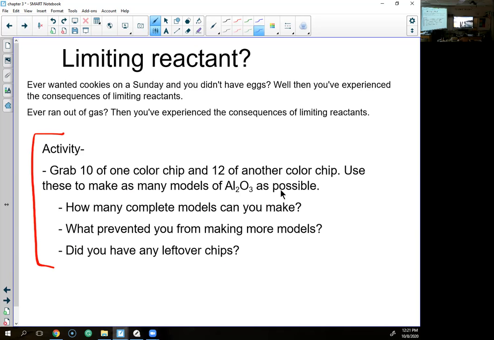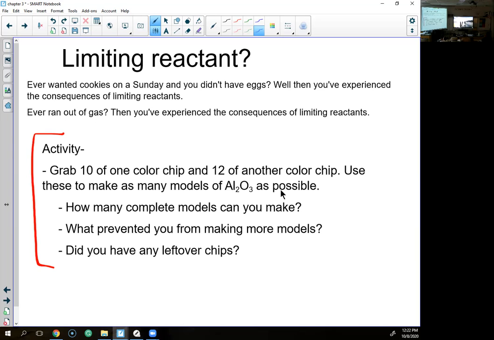Okay, have you ever wanted cookies on a Sunday and didn't have eggs? Well, then you've experienced the consequences of limiting reactants. If you don't have an ingredient, do you cook the food? No. Except when you pour the cereal and then realize after that you're out of milk. Well, then you have a bowl of cereal. If you've run out of gas, you've experienced the consequences of a limiting reactant. It's not the oxygen in the atmosphere that ran out. It's the octane inside your vehicle that ran out.